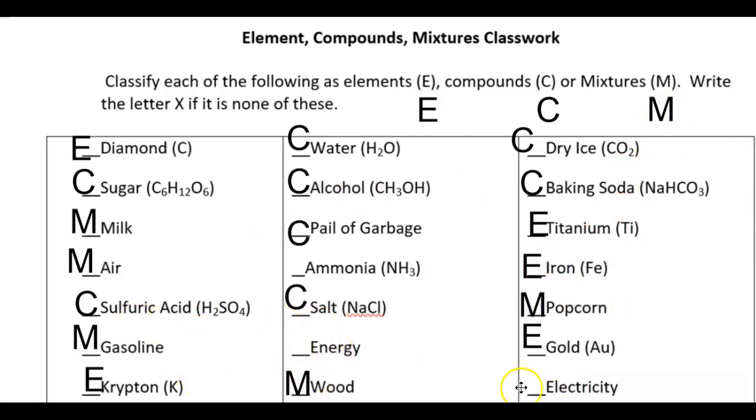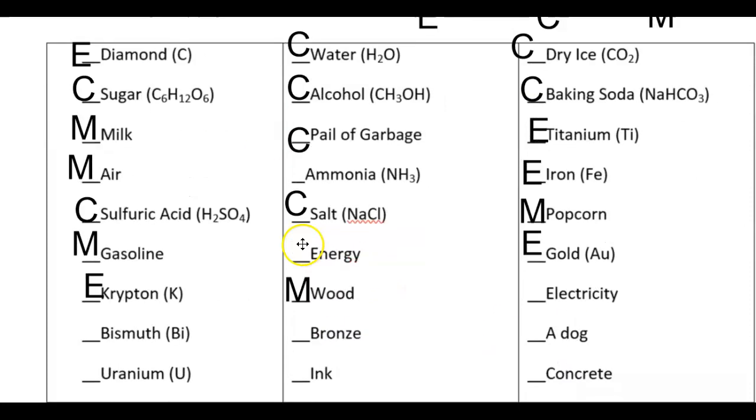Energy and electricity are forms of energy. These do not fit in my common classification categories. So the directions say leave it with a letter X if it is none of these. Letter X, so I would put an X there.